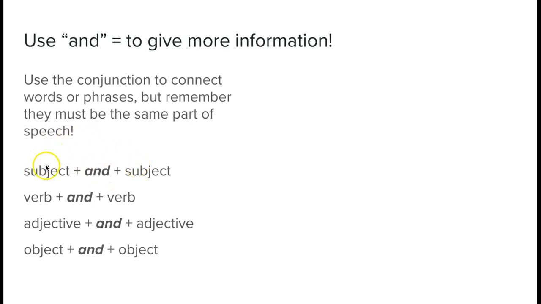For example, subject plus subject, you use and in the middle. Or verb and verb, between two verbs, you use and. You must use it to connect two of the same part of speech. It's important to remember that when you use and to connect subjects, the subject will be plural.